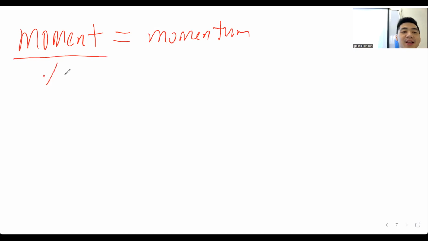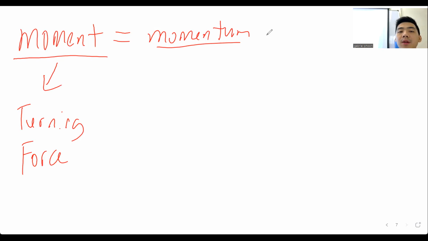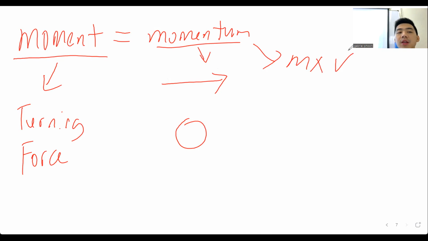Moments is essentially a turning effect due to a force, whereas momentum is the inability of any moving object to stop moving or any stationary object to start moving. Momentum depends on two things, mass and velocity, whereas moment depends on the force and the perpendicular distance to the pivot.